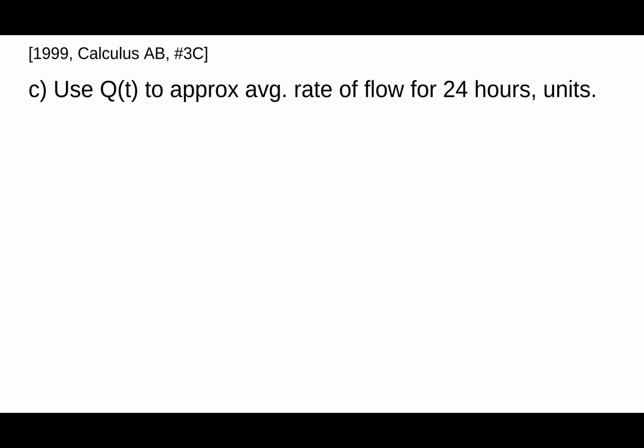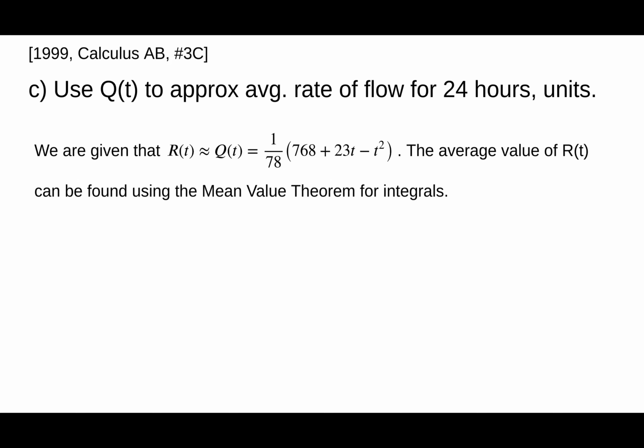In part C, we are given a function q of t and asked to approximate the average rate of flow for the 24 hours and give the appropriate units. So we're given that r of t is approximated by this function q of t, 1 over 78, times 768 plus 23t minus t squared.